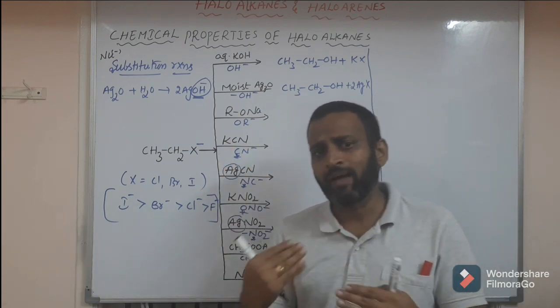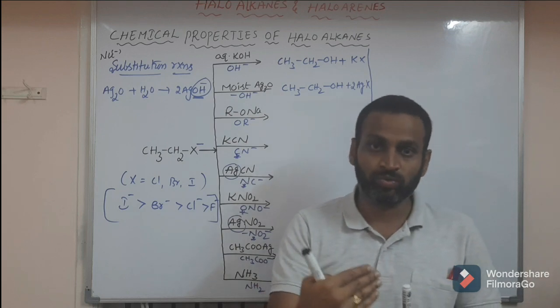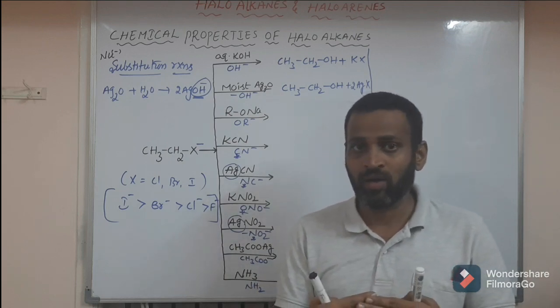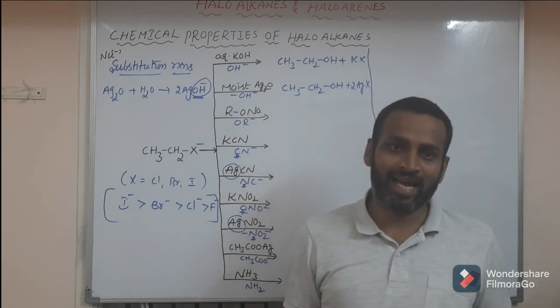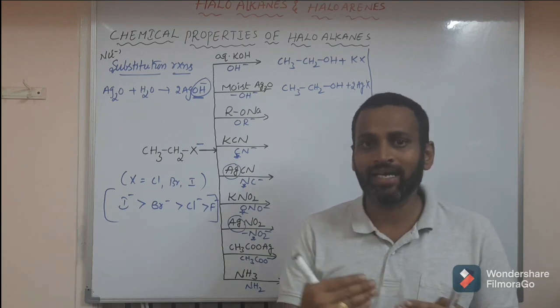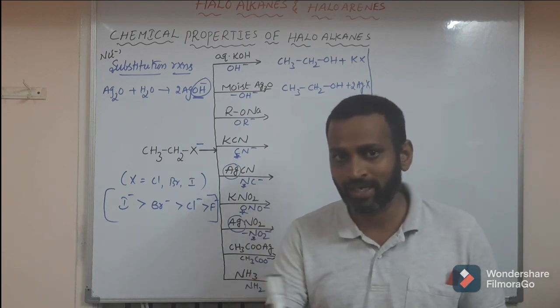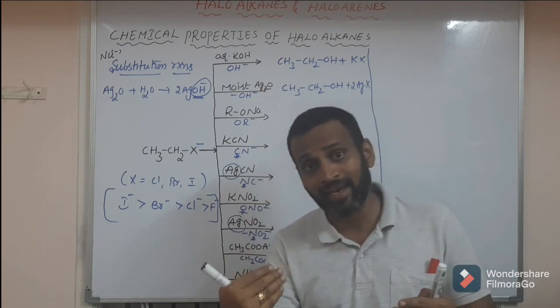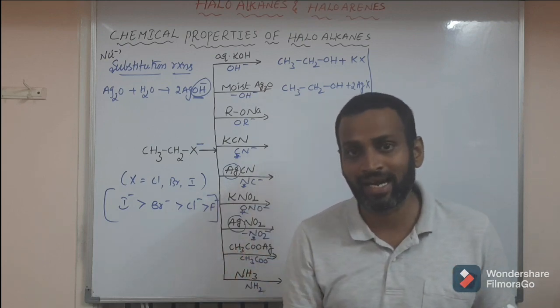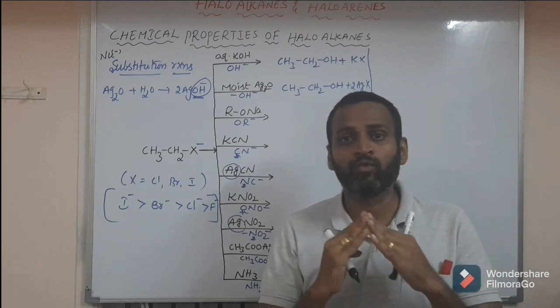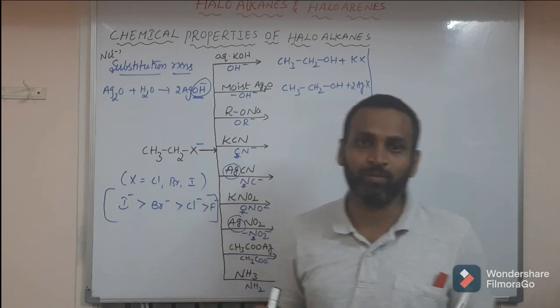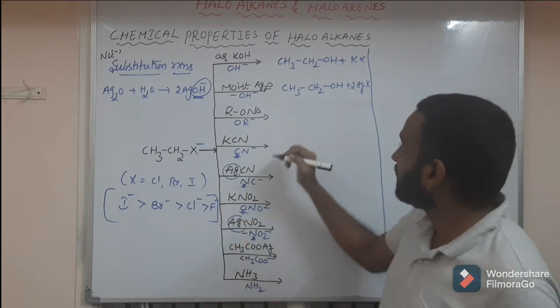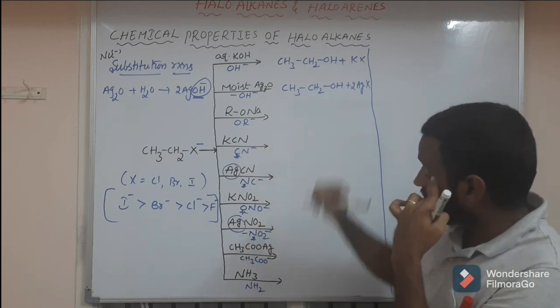Sir, does the reaction happen by SN1 or SN2? That depends on the nature of the alkyl halide. If the alkyl halide is methyl or primary, then SN2. If the alkyl halide is a benzyl, allyl or tertiary alkyl halide, then by SN1 mechanism. This is very, very important for us. Got it, sir?